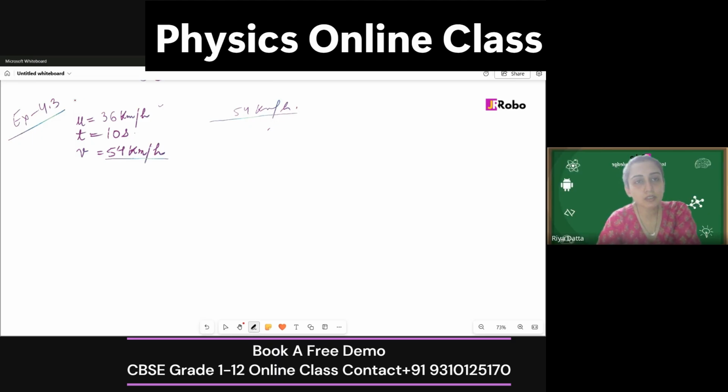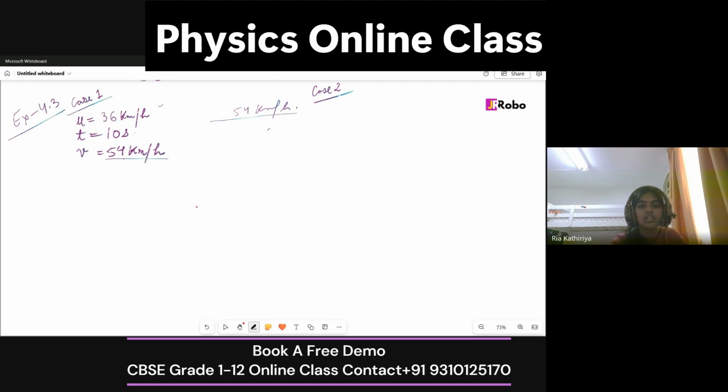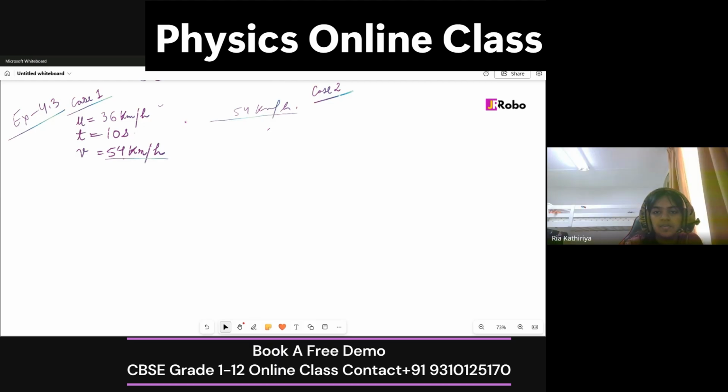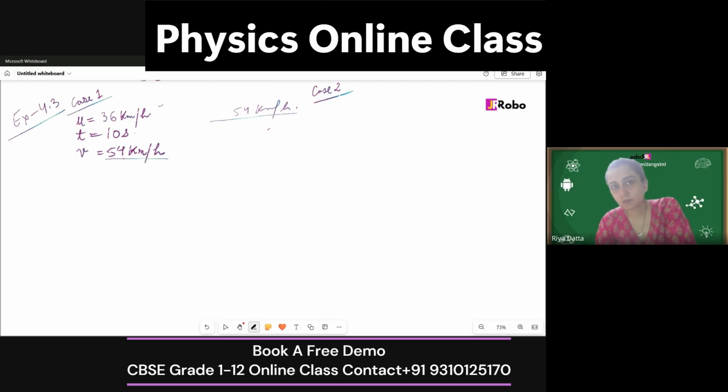So basically, this was situation one, or you can say case one. It was talking about when the bus was moving with this velocity, for 10 seconds it increased the speed to this one. Now it is moving with this velocity. So in case two, what will be my initial velocity? Like, the bus was moving first with this velocity, we increased the velocity to this much, then it's moving with 54 only. Then we applied brakes, and the bus came to a stop.